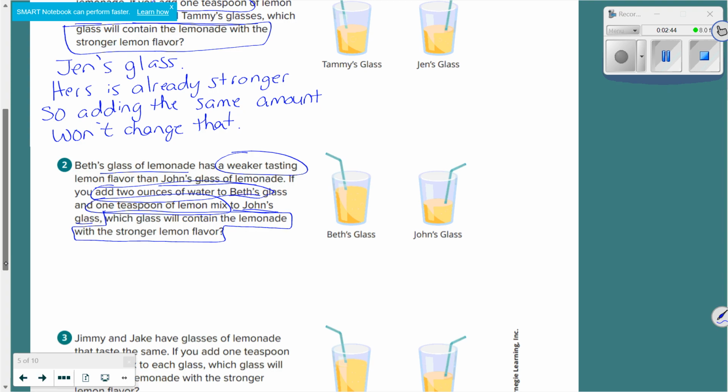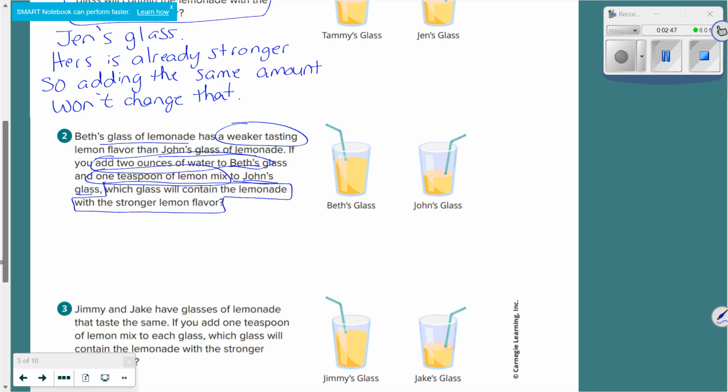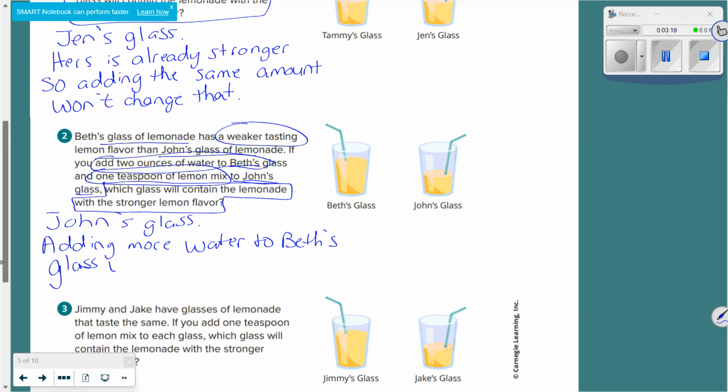Because you're adding about 2 ounces of water to Beth's glass, and her glass is already mostly filled. So if you add water to it, it's going to get rid of some. It's going to make it more watery, more diluted, right? So John's glass will have the stronger flavor. Adding more water to Beth's glass will make it more watery. Yes?